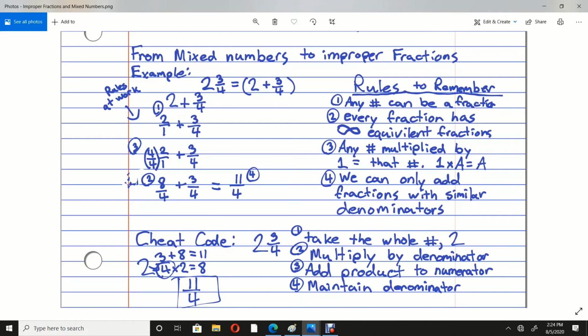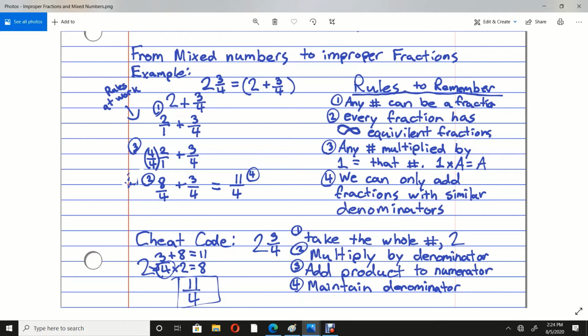Rule 4, we can only add fractions with similar denominators, and that's where we get to right here. When we're adding these fractions together, we have 8 over 4, 3 over 4, add the numerators, and there you go, you get 11 over 4, right? Okay.